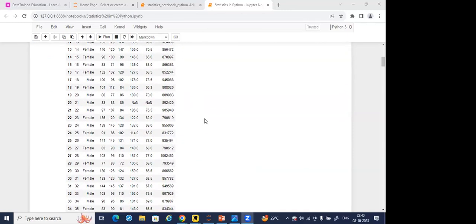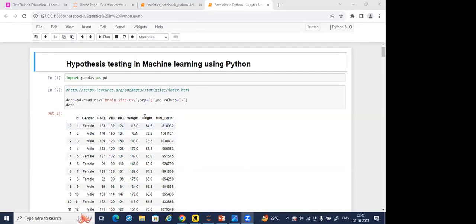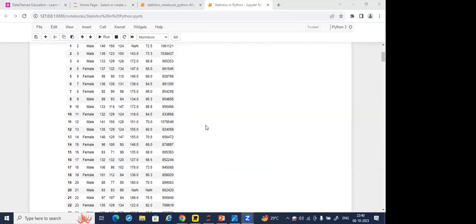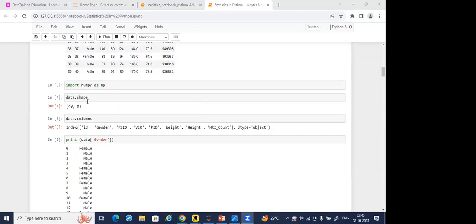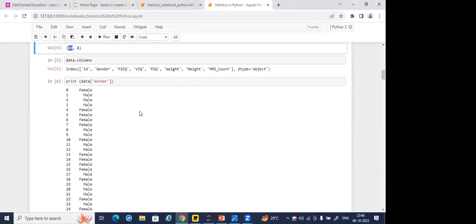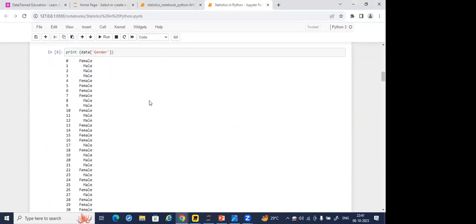If I want to have the t-test here, I can take any of the columns FSIQ, VIQ, PIQ, height or weight, just to see whether their mean values are identical or not. Here I'm calling import numpy shape. There are 40 rows and 8 columns, and the names are provided for each column. Let's see how the t-test actually works.